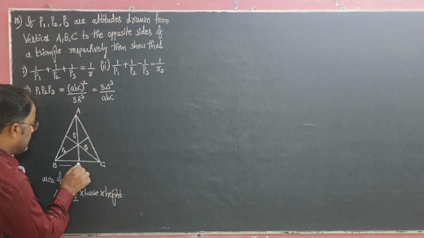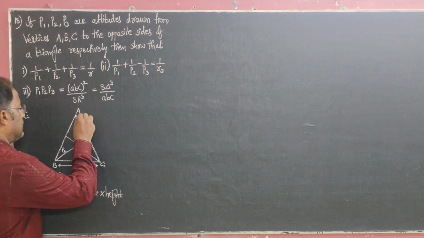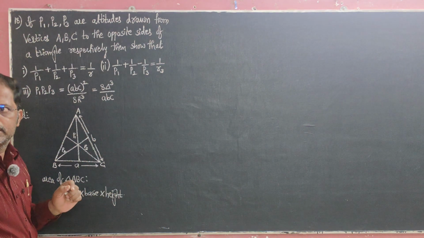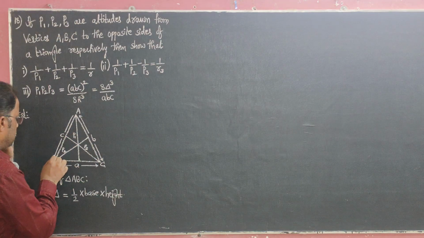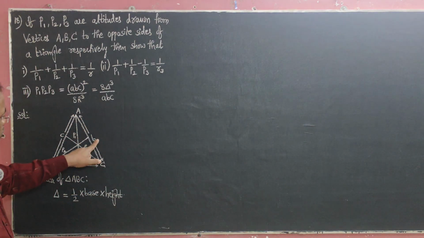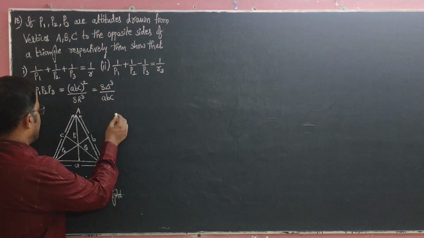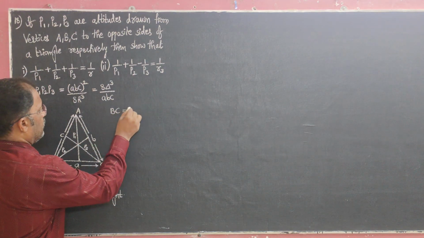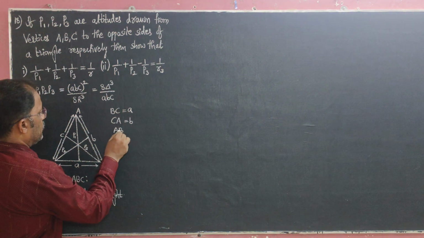Let's see, this one is small a. Length of BC equals a, length of CA equals b, and this one is c. Clear? This is A, B, C. Small a is the length of BC, small b is the length of CA, small c is the length of AB. So BC equals small a, CA equals small b, AB equals small c.